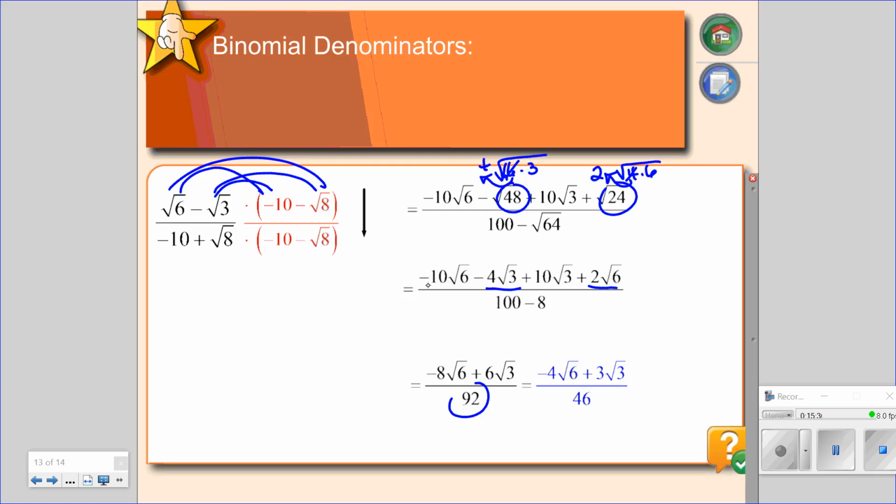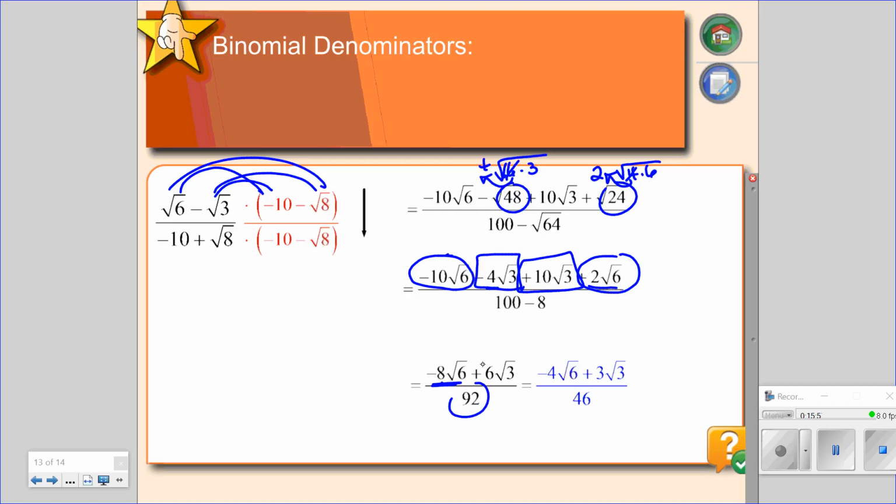However, at this point, notice that in the numerator there are some like terms that can combine because they have the exact same radicands. So the negative 10 root 6 will combine with the plus 2 root 6 to give a negative 8 root 6. And then over here, the negative 4 root 3 combines with the plus 10 root 3 to give a plus 6 root 3 up top.